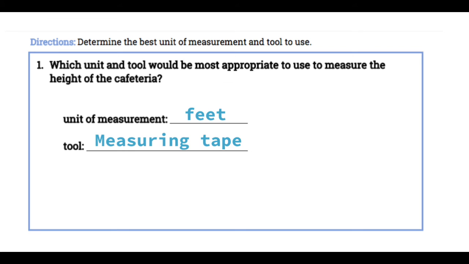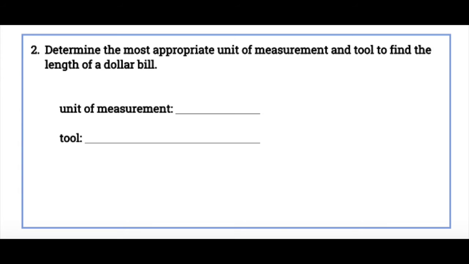And remember, I chose a measuring tape because the NPR is really big, and we use measuring tapes to measure large objects. Now, for problem 2, the directions are the same: to determine the best unit of measurement and tool to use. Number 2 says, determine the most appropriate unit of measurement and tool to find the length of a dollar bill. So again, there's a spot for my unit of measurement, and there I'm choosing between inches, feet, and yards. And there's also a spot for my measuring tool. So I get to choose between a ruler, a yardstick, or a measuring tape.